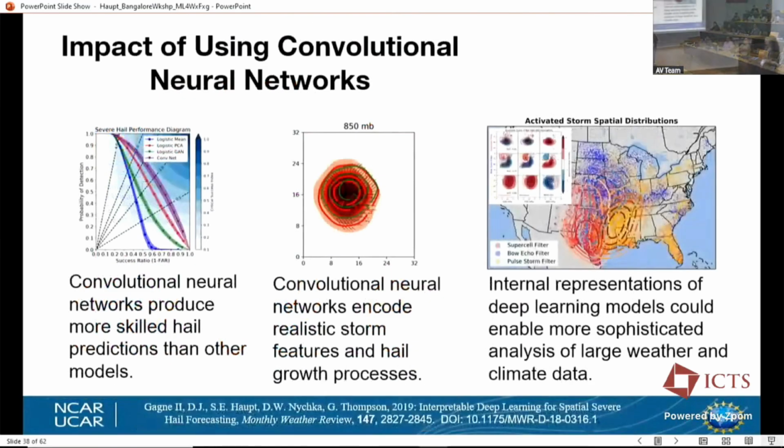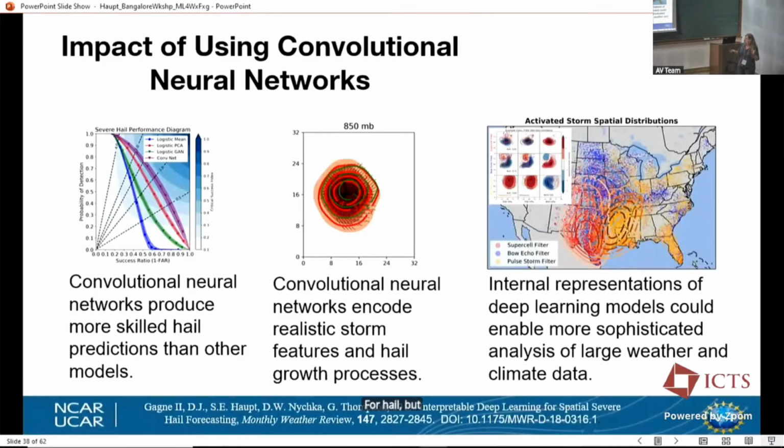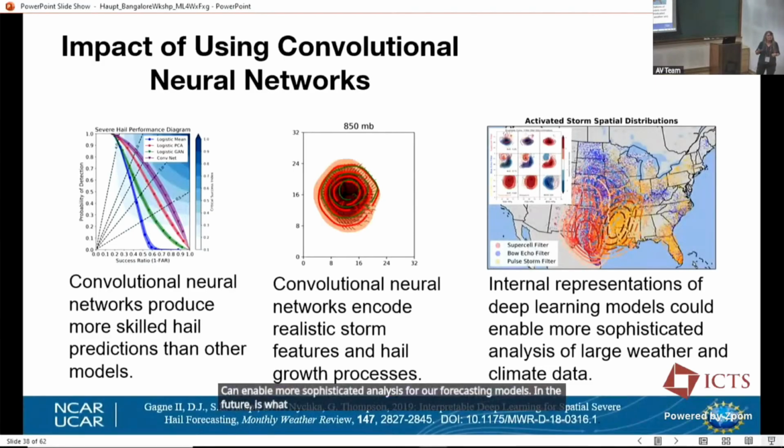Okay, so he did lots of verification scores that I'm not going to talk about. It was more skilled than other models for hail. But the important thing is it was able to encode the storm features and the hail growth process in ways that we hadn't seen before by using this backpropagation step. And then the internal representations can enable more sophisticated analysis for our forecasting models in the future, is what he's showing here.